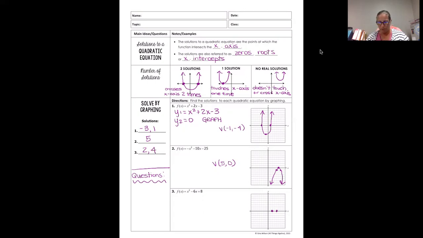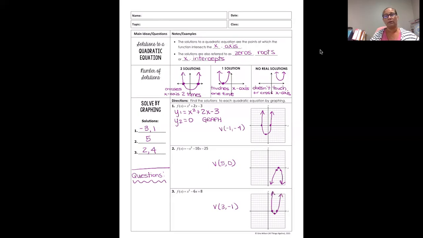And second trace 3 for a minimum. Go to the left, hit enter, left of the vertex. Go to the right of the vertex, hit enter. And your minimum vertex is 3, -1. And we are going to put our vertex point there and connect our dots to open up.